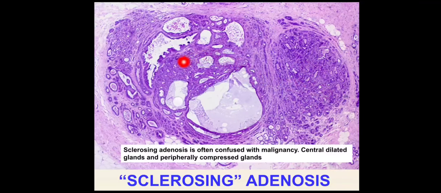Usually this dilatation of the ducts will be at the periphery of the lobules. Dilatation of the acini or ducts will be at the periphery of the lobules. Centrally there won't be any such dilatation, and after dilatation the surrounding structures will be compressed. This might confuse us with malignancy. So: central dilated glands, peripherally compressed glands.